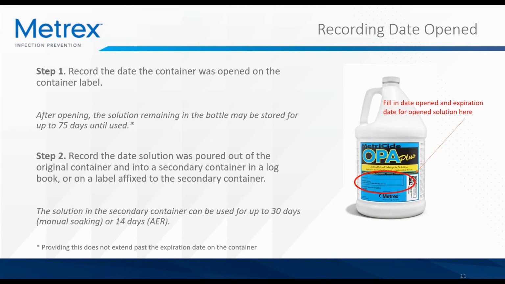When used in an automated reprocessor, the solution is good for a maximum of 14 days after being poured out of the original bottle. Lastly, it's important to check the expiration date printed on the Metrocide OPA Plus bottle. The product's original shelf life will trump any of the reuse periods mentioned. This can be an issue if you have products sitting on your shelf for years at a time, which should not be the case for the majority of you, but once expired, the solution must be discarded.